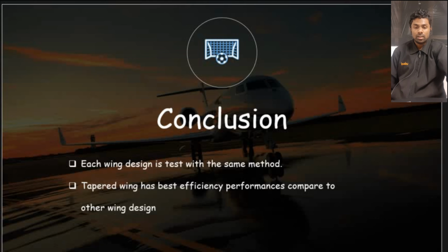So in short, the tapered wing is the most effective type of wing in replacing the original wing of the Mini Talon model. This is due to its characteristics as well as the value of endurance factor, which is better compared to other wing designs. Before ending this presentation, here's a short video on my journey throughout this thesis.